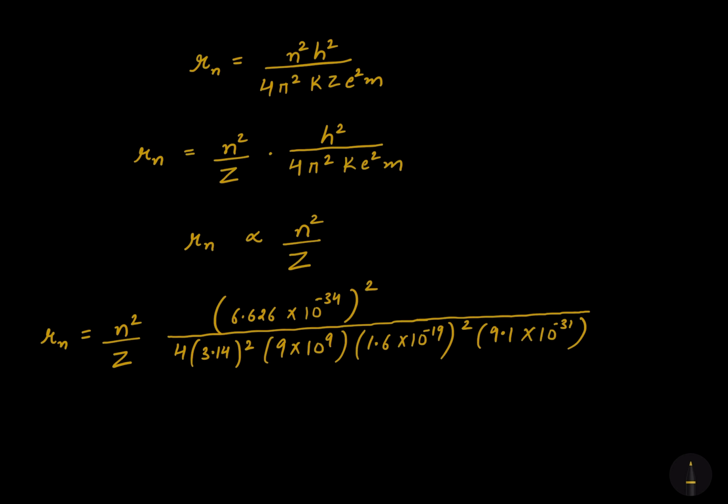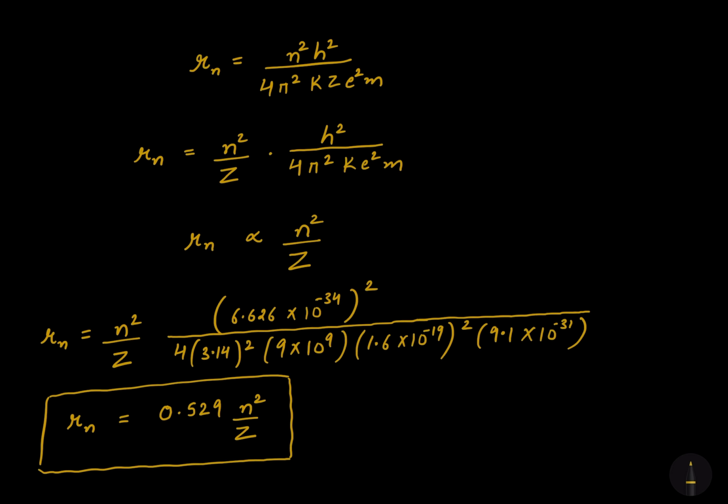Those are all the values of h, pi, k, e and m. Now let's evaluate it. After evaluating, the radius of the nth orbit comes out to be 0.529 into n square divided by z. This is the formula for the radius of the nth orbit, and its units will be in angstroms. So the radius of the nth orbit is 0.529 into n square by z, in angstroms.